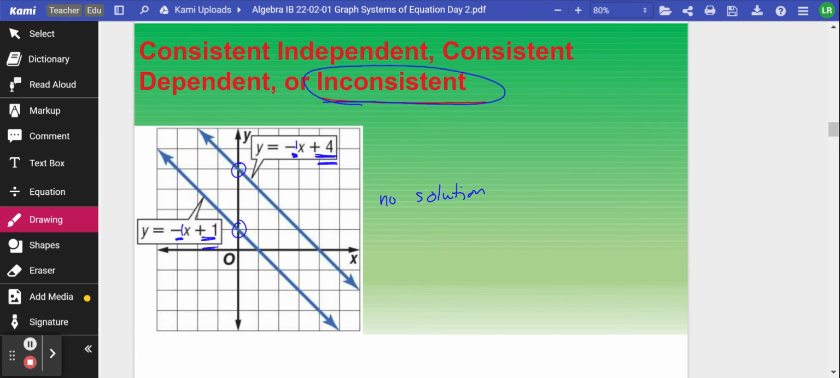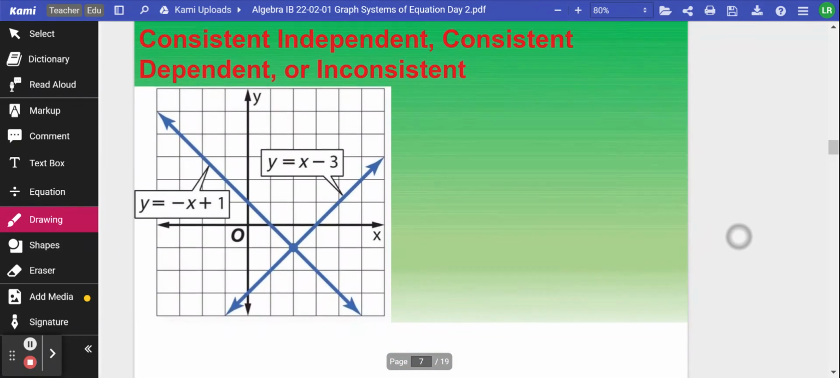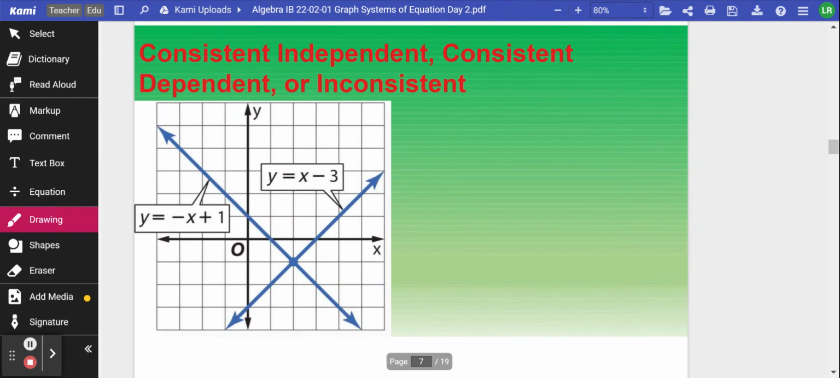The next one we want to look at, this is the most common. Is it consistent independent, consistent dependent, or inconsistent? And we see that these cross right here, so it has one solution. This would be consistent independent. Now the actual solution would be (2, 1).